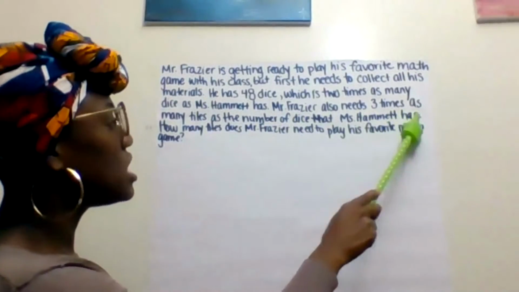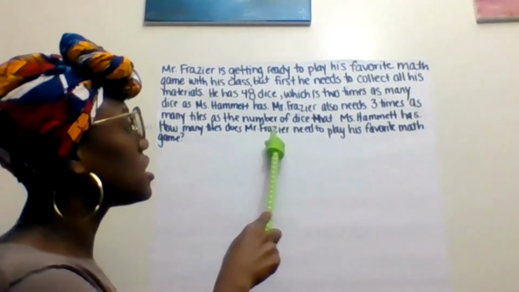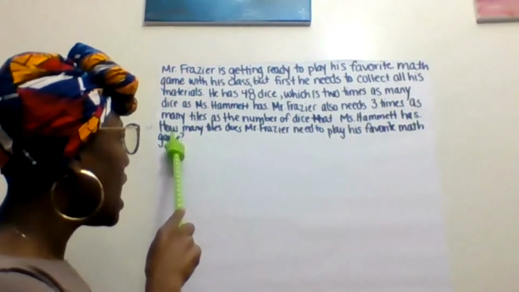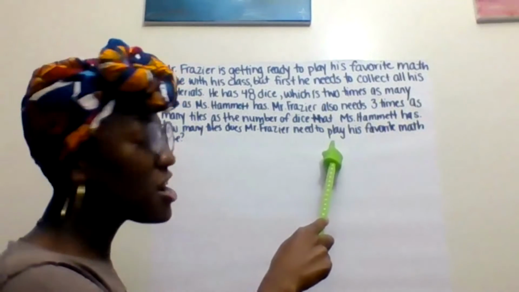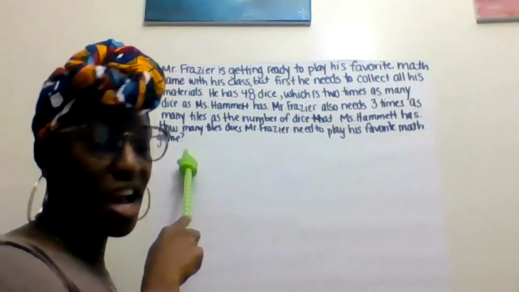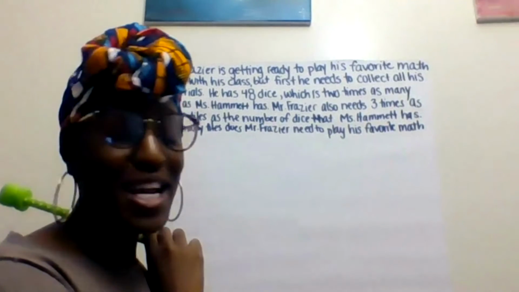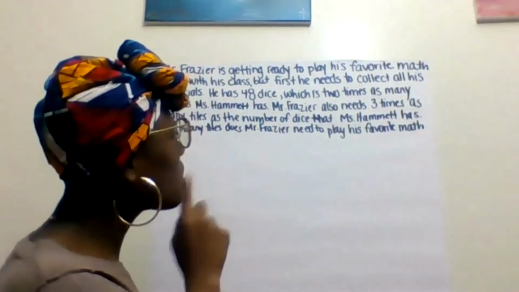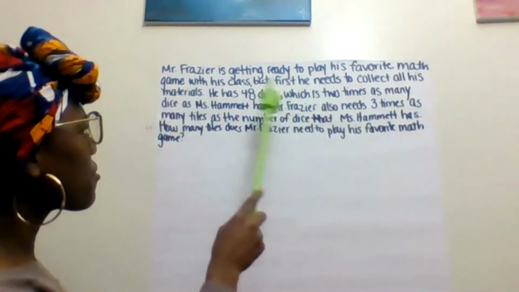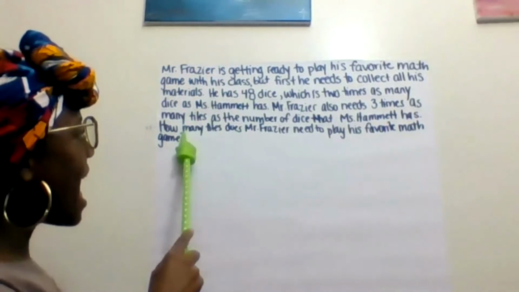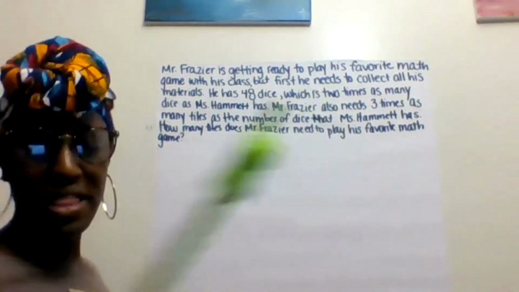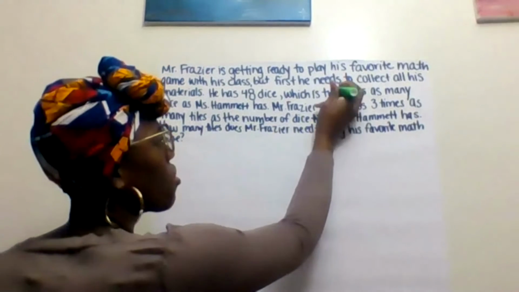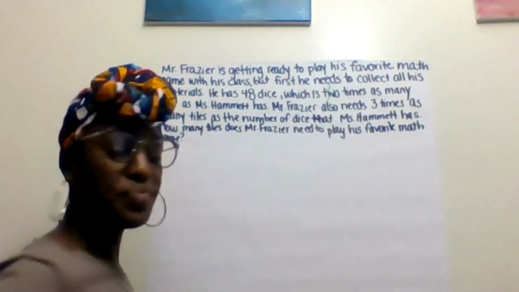Mr. Frazier also needs 3 times as many tiles as the number of dice that Miss Hammett has. How many tiles does Mr. Frazier need to play his favorite math game? Read it again. We can never read it enough. Time to spot check. I started while I was reading and I saw the number 48, 3, and 2. But that 2 almost missed me. So I'm going to cross it out and write it in number form.